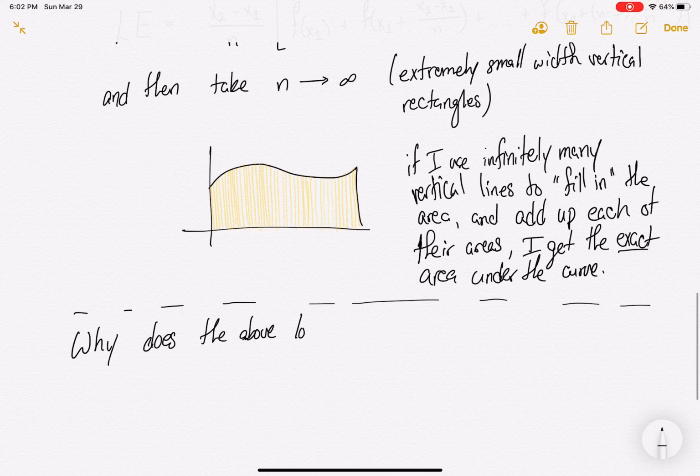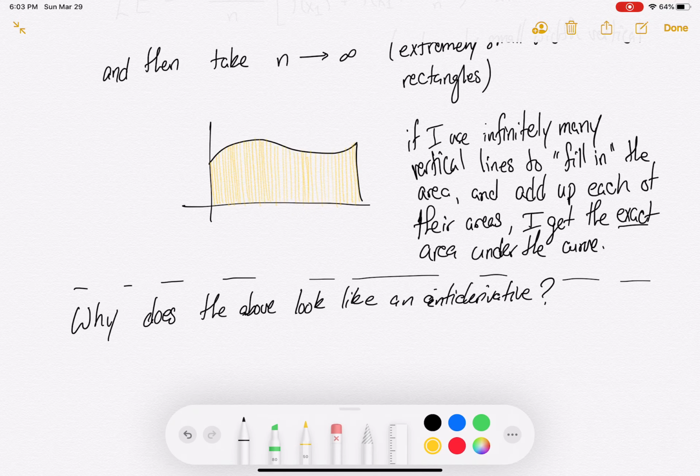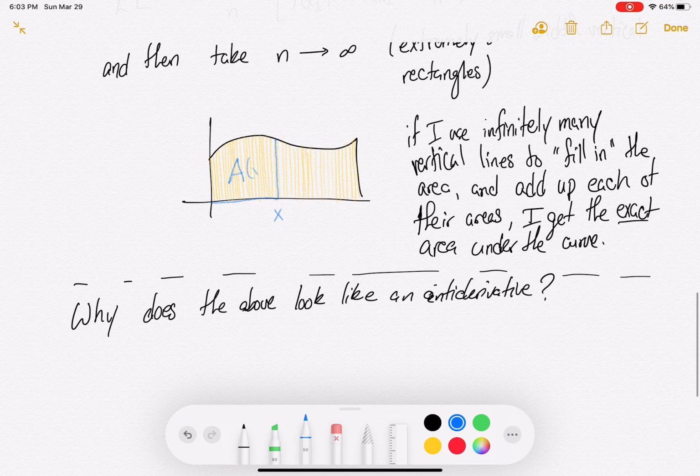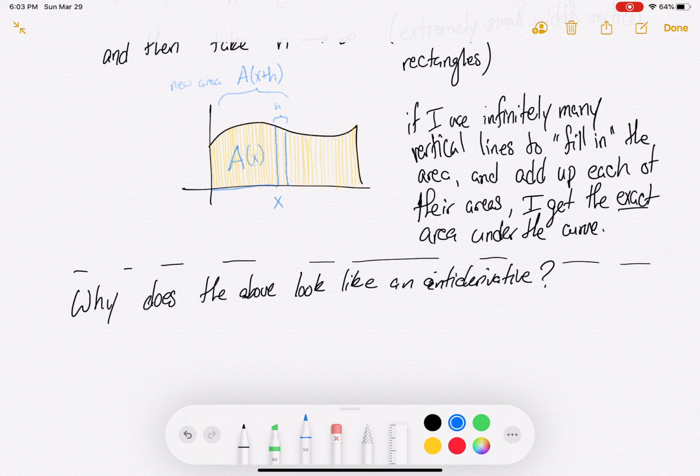And the real reason why the above looks like an antiderivative is, take for a moment, let's just call this point X, and call the entire area A of X. And then we're going to add a tiny little piece of width H. So then the new area would be A of X plus H. So just think about it like that.